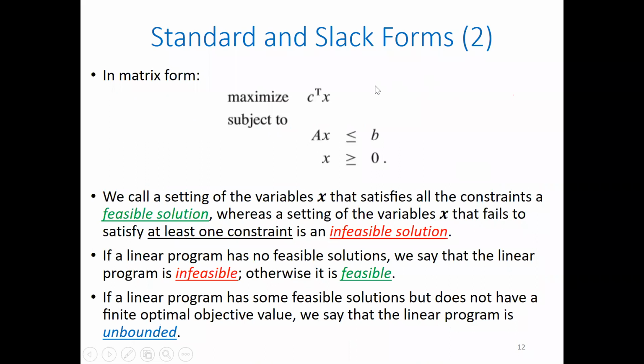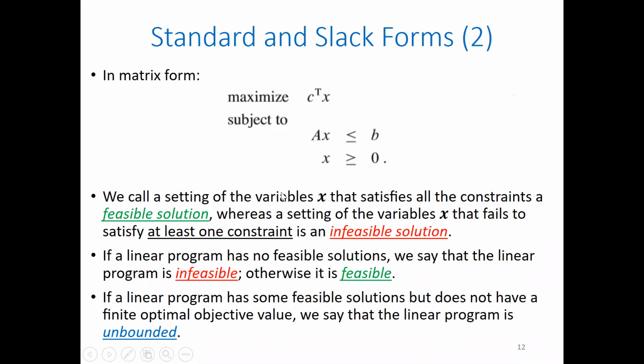If you want to write it in the matrix form, this would be the matrix form: C transpose times X, where X is a vector of the scalar decision variables, and A times X less than or equal to B, where A is a matrix and B is a column matrix, and X is always greater than or equal to 0. This is a 0 matrix.